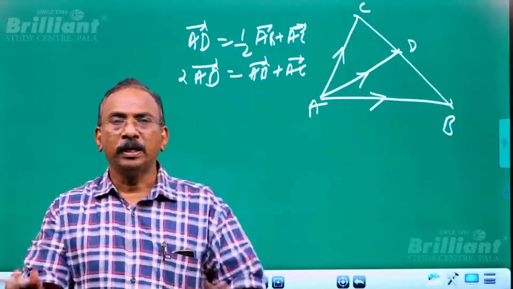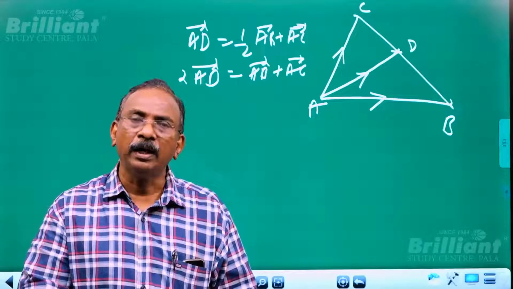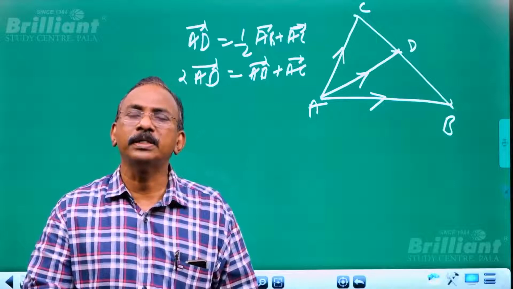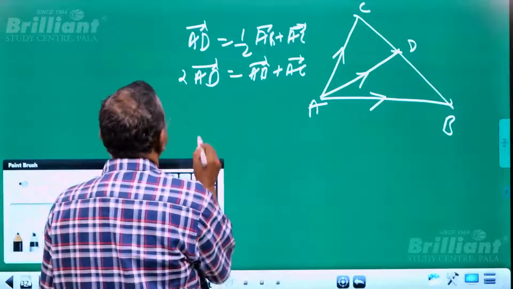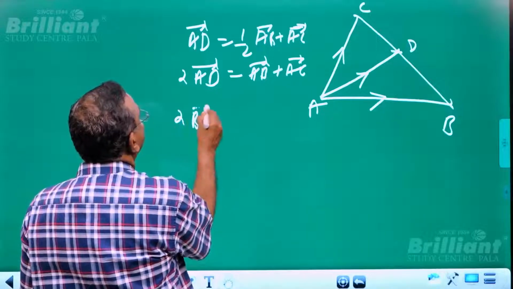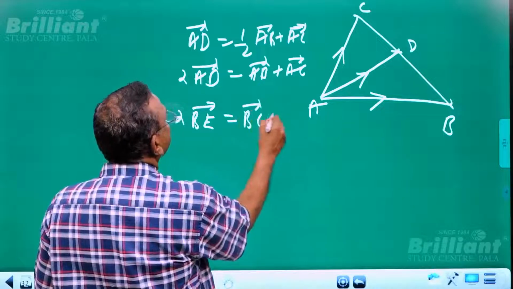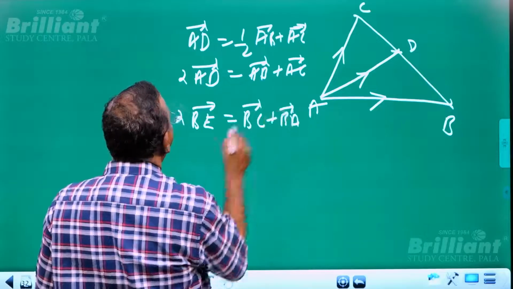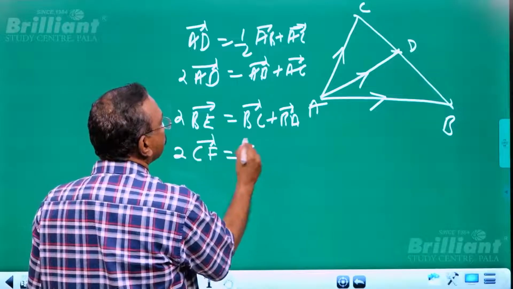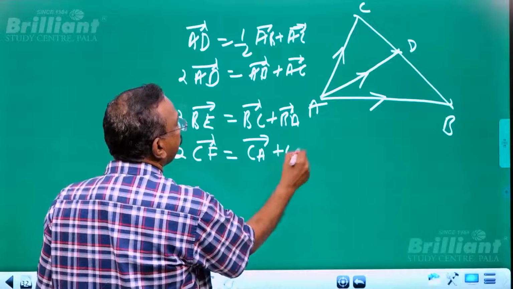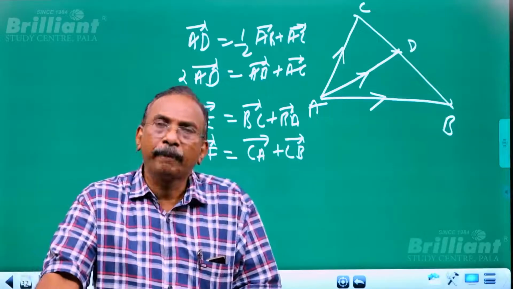If you consider BE as the next median, definitely vector 2 BE is the sum of the other two sides BC and BA. Look here like this: 2 BE, vector BE, is equal to BC plus BA, and similarly 2 CF is the next median, hence vector CA plus CB. This is the way to write down the equation of the medians.